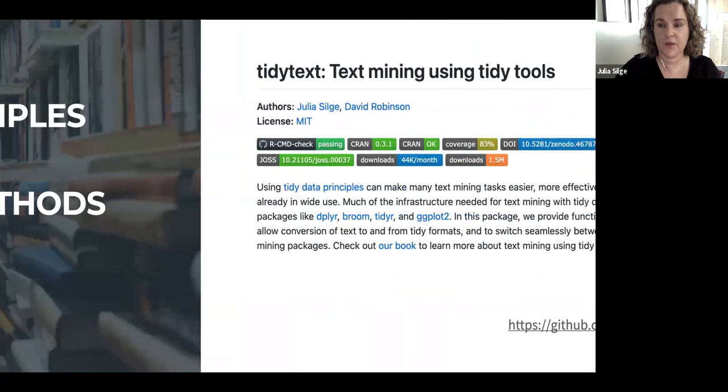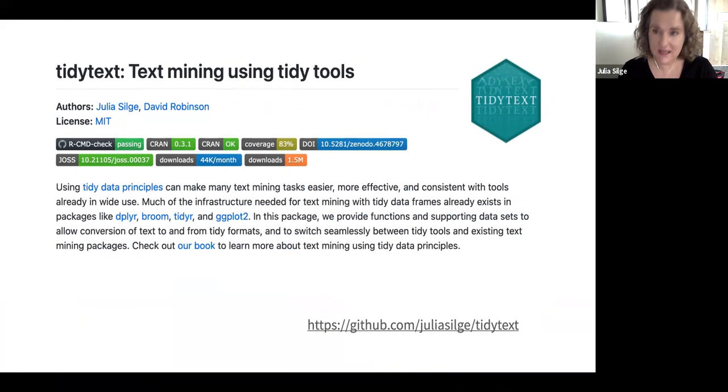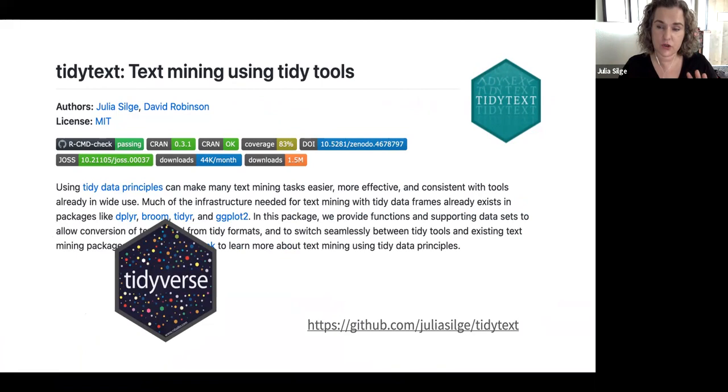So this work is based on an R package called tidytext, which I'm the maintainer of. The idea behind tidytext is to provide functions and supporting data sets so that you can approach your text data with the same kind of fluent, tidy data principle approach that you may approach other parts of your data. So you can think of it as a link between tidyverse tooling and the text data that you have.